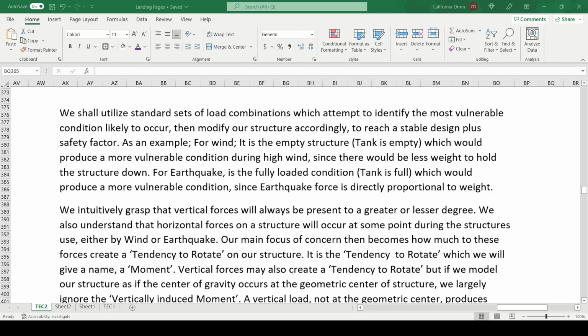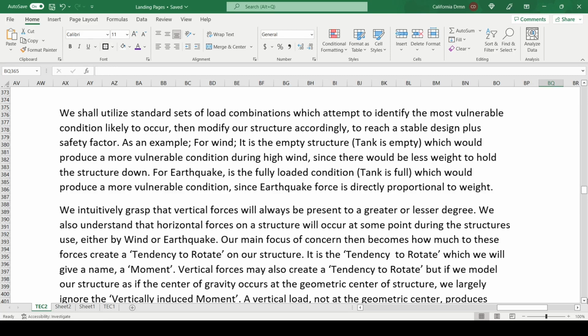We shall utilize standard sets of load combinations which attempt to identify the most vulnerable condition likely to occur, then modify our structure accordingly, to reach a stable design plus safety factor. As an example, for wind, it is the empty structure, tank is empty, which would produce a more vulnerable condition during high wind, since there would be less weight to hold the structure down. For earthquake, it is the fully loaded condition, tank is full, which would produce a more vulnerable condition, since earthquake force is directly proportional to weight.